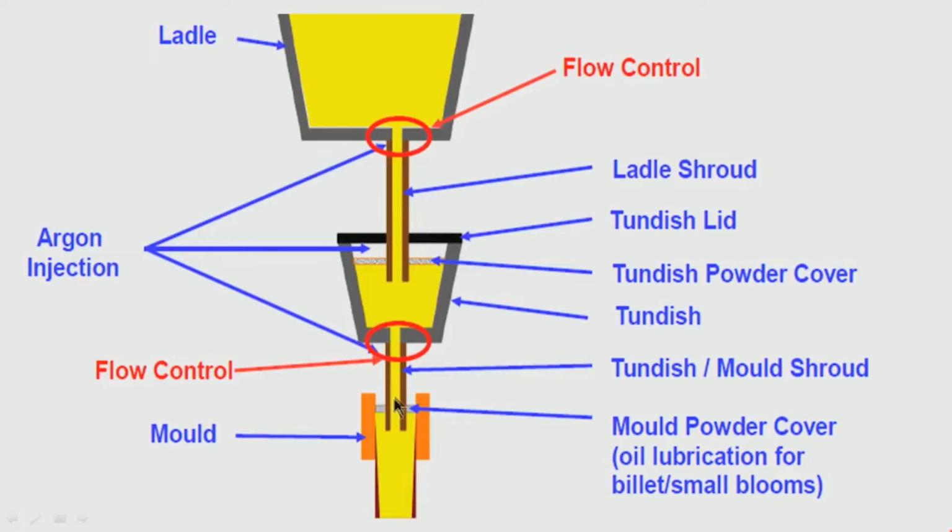Similarly, from tun dish to mold, when liquid steel is coming down, there is a refractory shroud, we call it the submerged entry nozzle, and also argon injection has to be there here, because, as I was telling, liquid steel should not be allowed to come down on its own in air. There has to be a cover, a refractory cover as well as an argon cover, so that there is no contact with air. So, these are very important requirements.